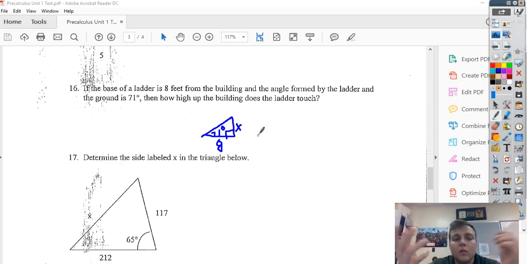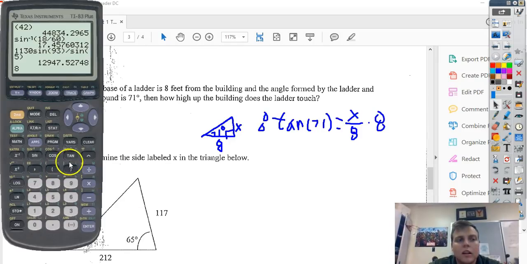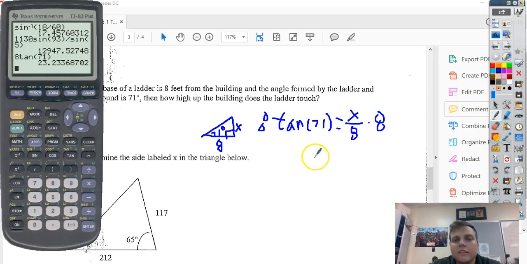Guys, this is a right triangle, so I'm going to use right triangle trig. I'm going to say opposite and adjacent, so tangent of 71 degrees is equal to the opposite side divided by the adjacent side. Now I just need to finish solving for x. To do that, I just need to multiply both sides by 8. So I'm going to do 8 times tangent of 71. Oops, I typed 74 there. Alright, and I get 23.2. So the ladder touches 23.2 feet up. So x approximately is 23.2 feet up.